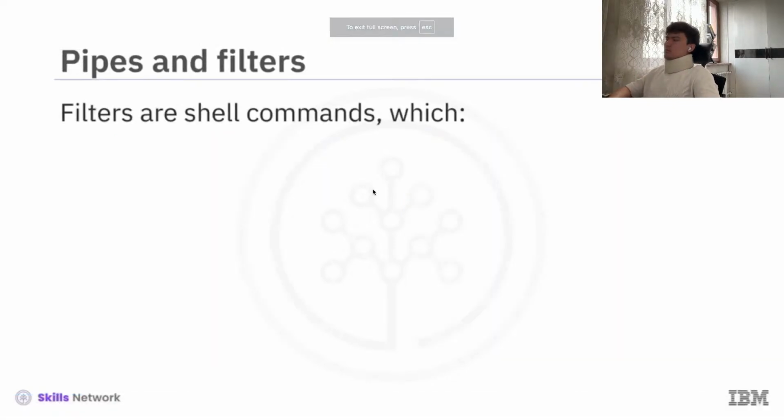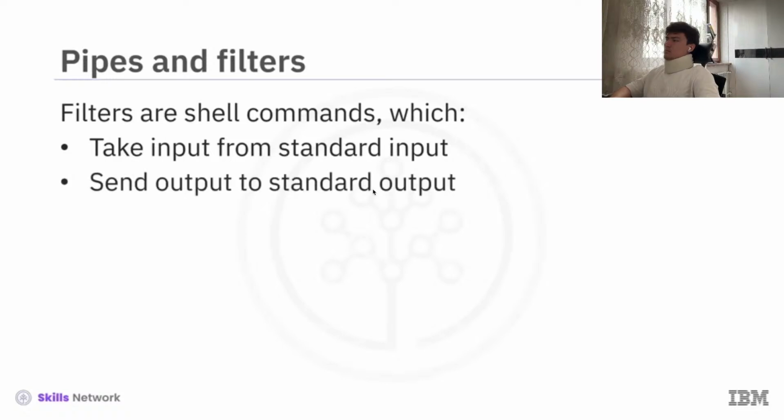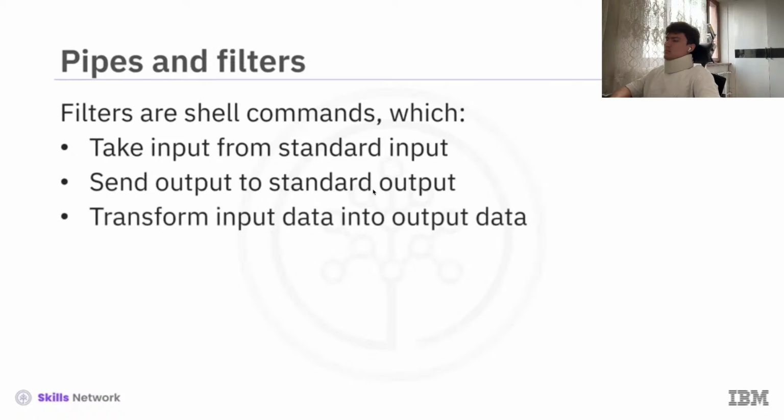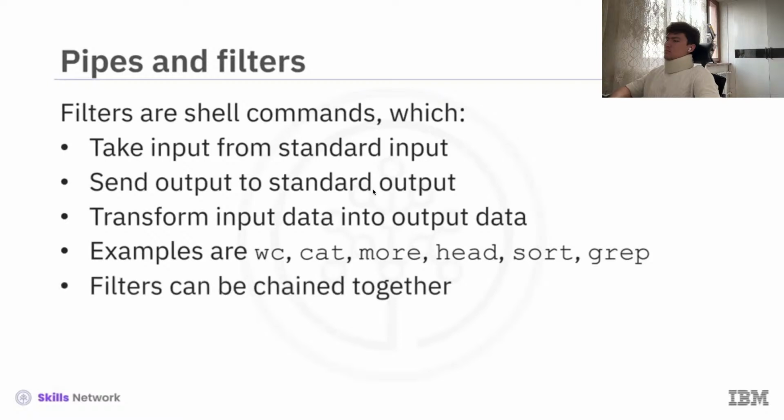Filters are shell commands or programs which take their input from standard input, normally the keyboard, and return their output to standard output, which is normally the terminal. We can think of a filter as a transformer, a program that transforms input data into output data. There are many examples, including wc, cat, more, head, sort, grep, and so on. The value of filters is that they can be chained together, which brings us to the pipe command.